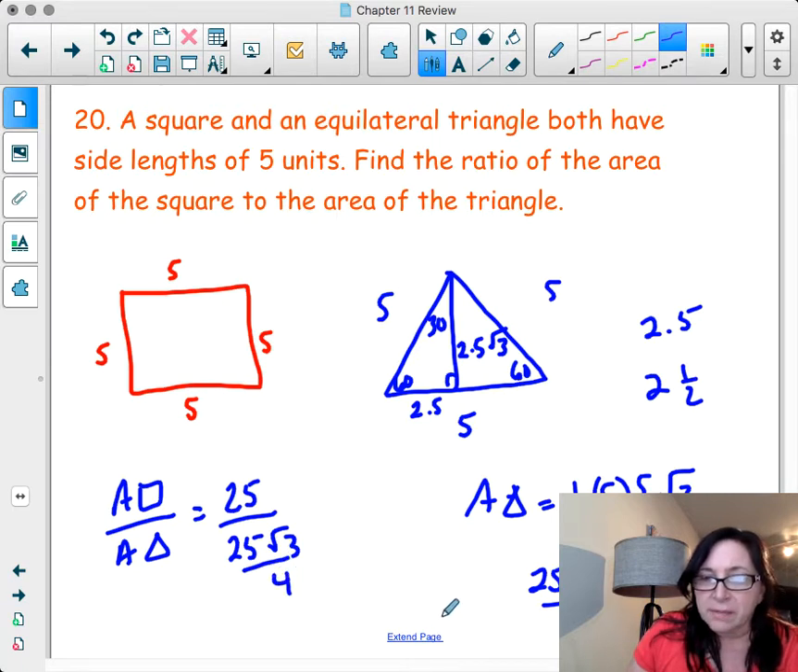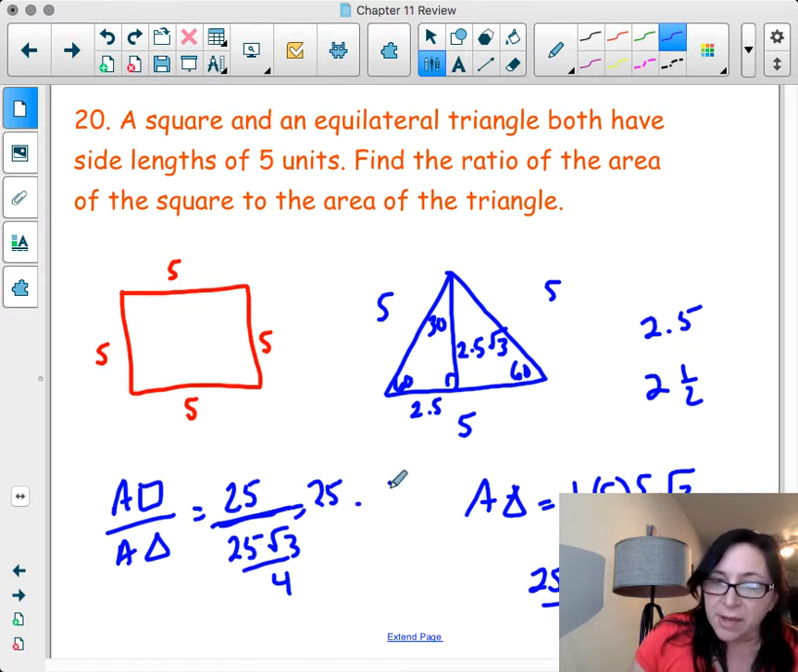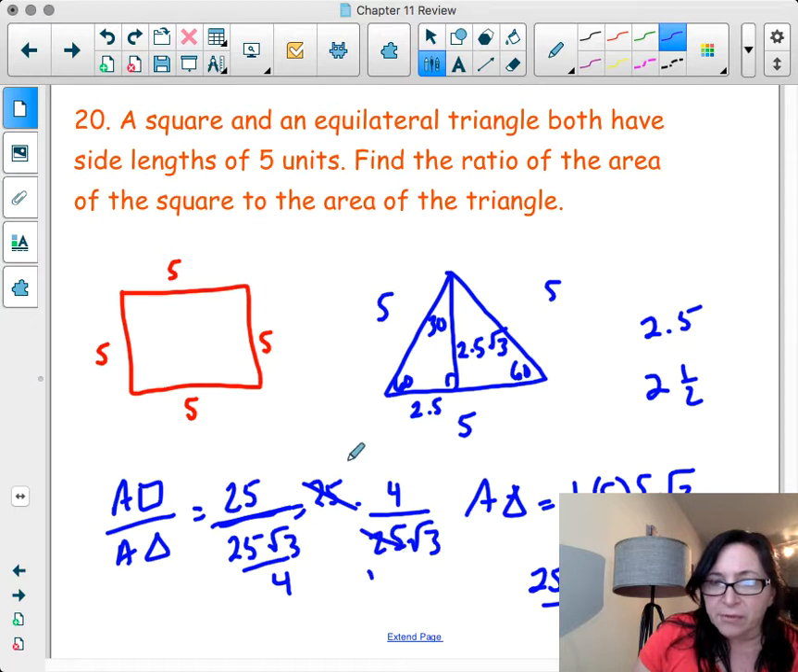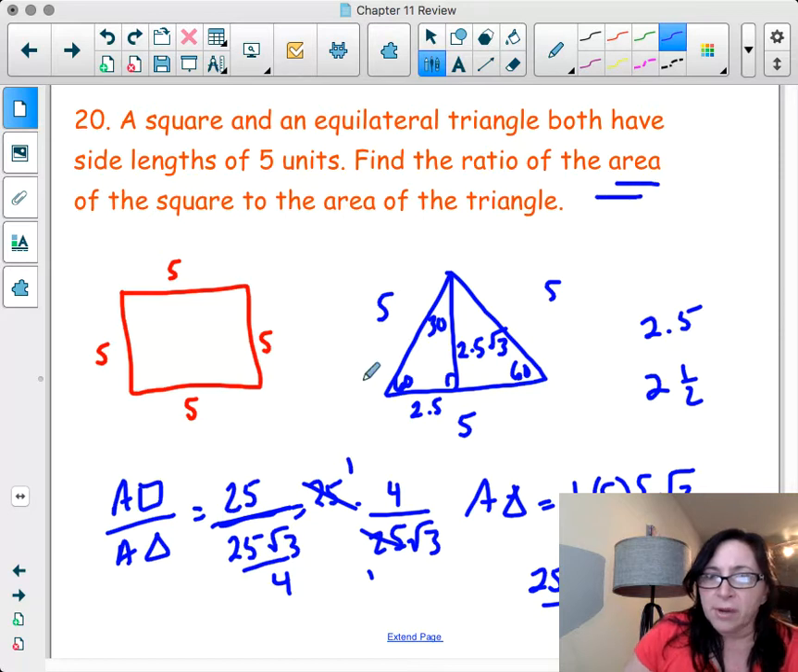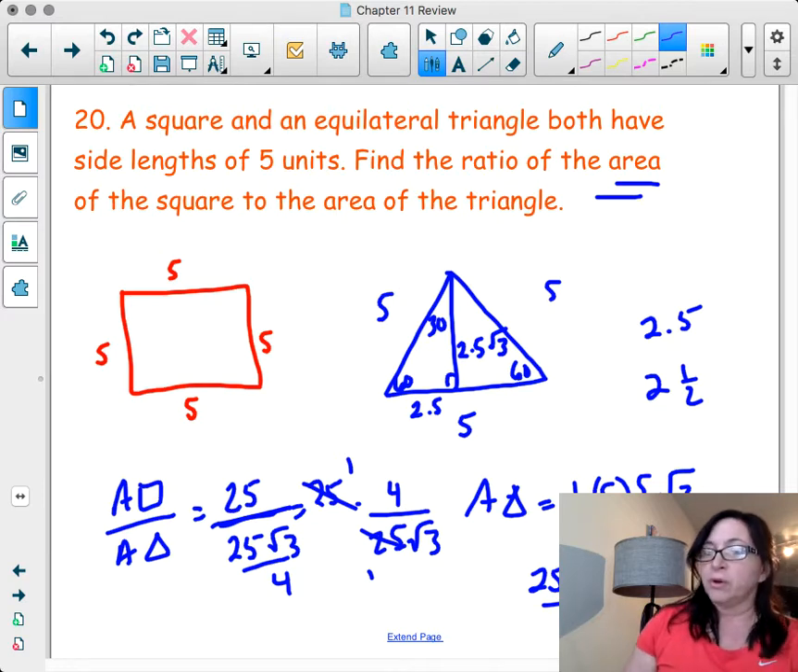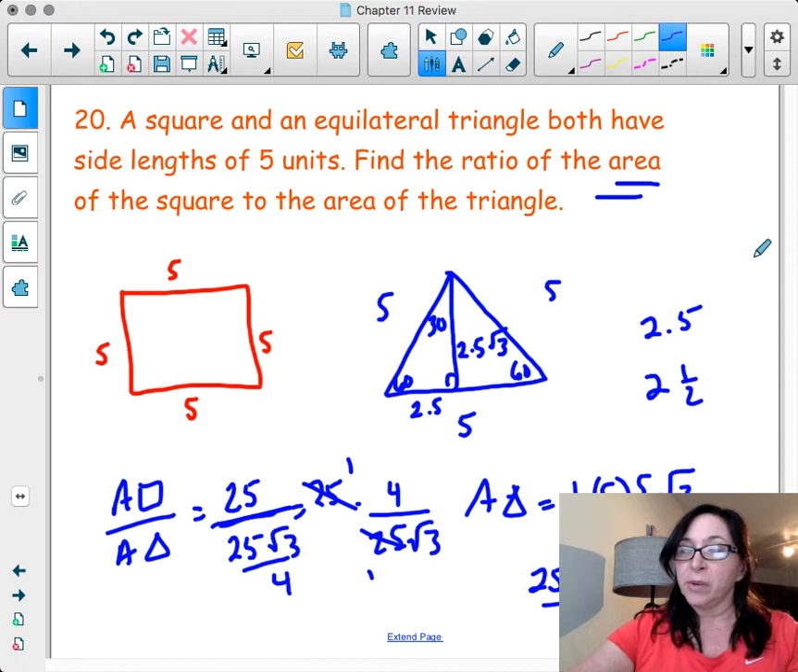Now for this, what I need to do is divide, and dividing is the same as multiplying by the reciprocal. So that's going to be 4 over 25 root 3. So 25 cancels with 25, so I have 4. So actually the ratio of the areas is going to be 4 to root 3. So 4 to root 3. We're not leaving the root on the denominator, by the way, because it is a ratio.